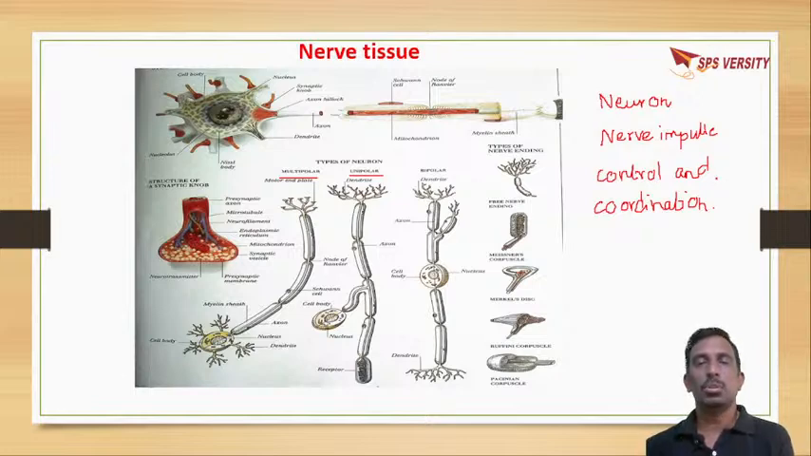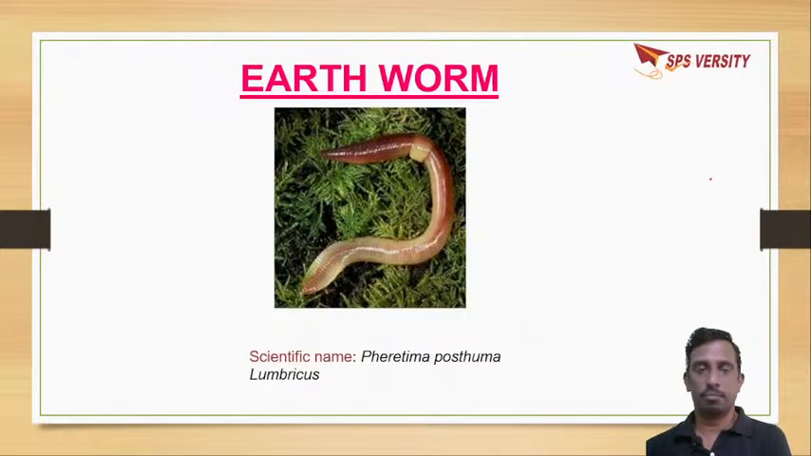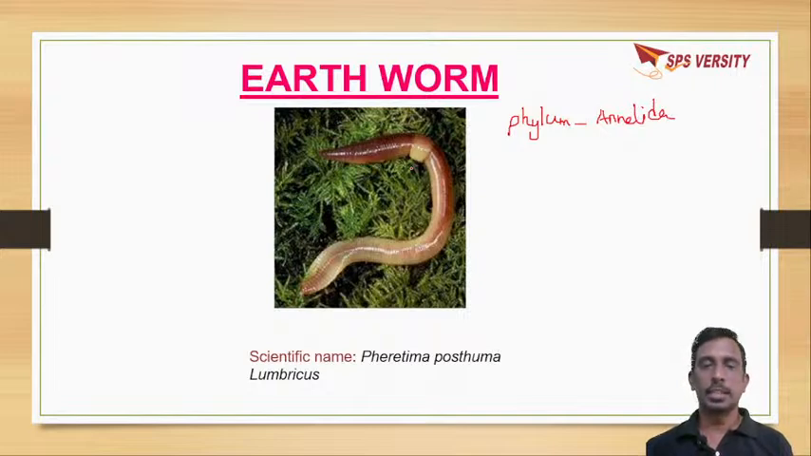Now we will study about the structural organization of earthworm, which belongs to phylum Annelida, which comes under non-chordates. Annel means ring-like structures, ring-like segments. Its scientific name is Pheretima posthuma, and another species is Lumbricus.